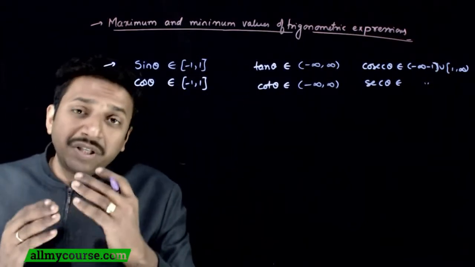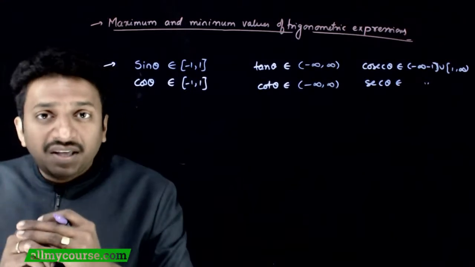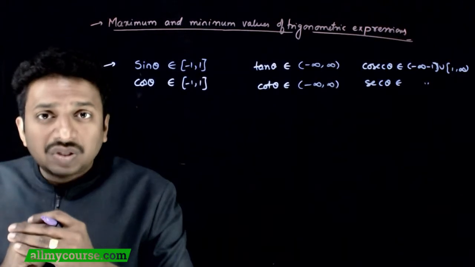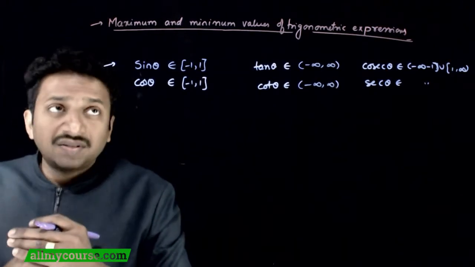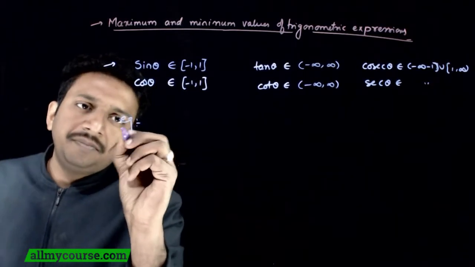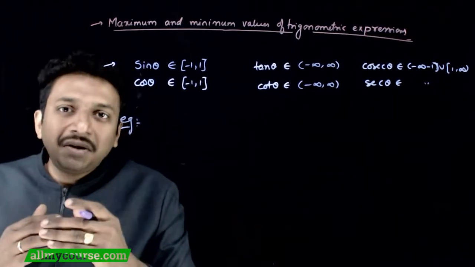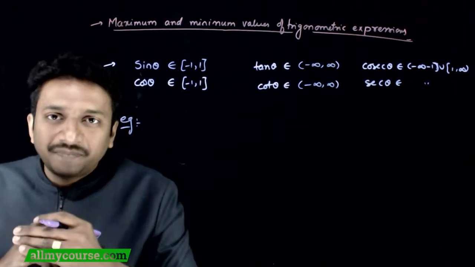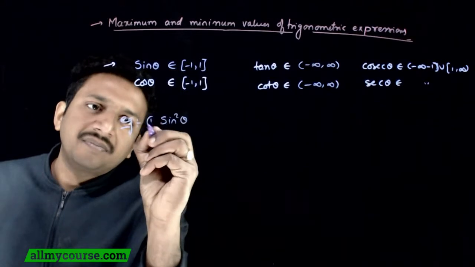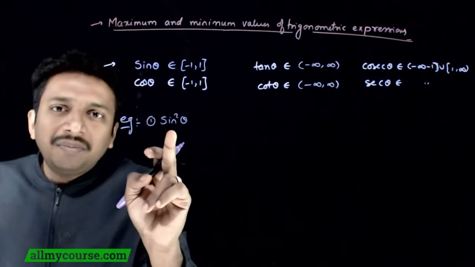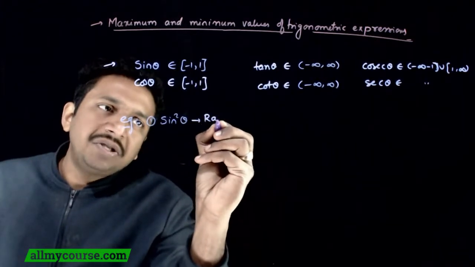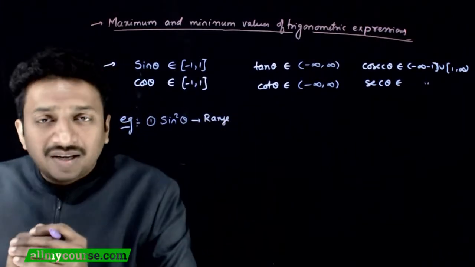Now, if some expressions of these trigonometric functions are given and you're asked to find the maximum and minimum values of those expressions, how do we do this? That's what we deal with in this topic. So let's go from the easier examples to difficult examples. If you're given sine square theta, find the maximum and minimum values of sine square theta. That means effectively find the range of sine square theta.